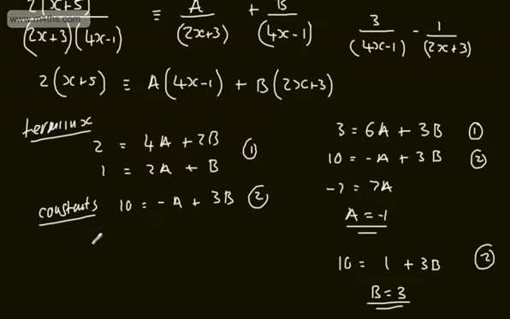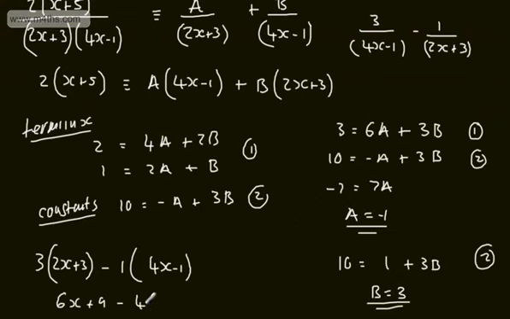Again, I'll just quickly do that rather than showing that. So 3 lots of 2x plus 3 minus now 1 lot of 4x minus 1. We're going to have now 6x plus 9 minus 4x plus 1. And you can see now that gives us 2x plus 10, or 2, the quantity x plus 5, over the common denominator.